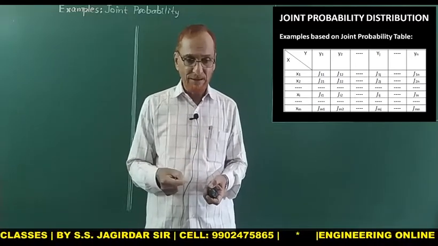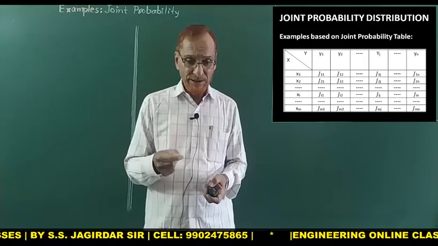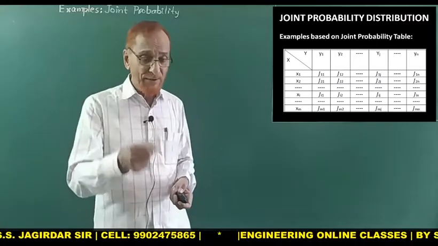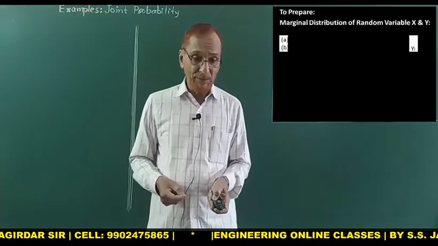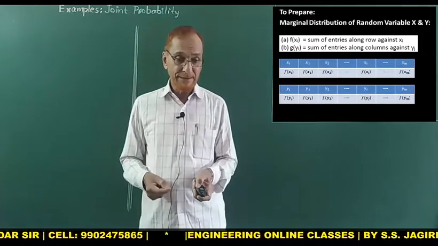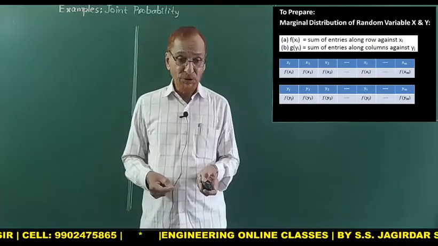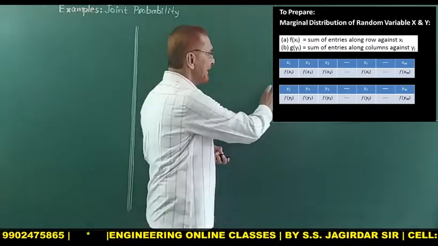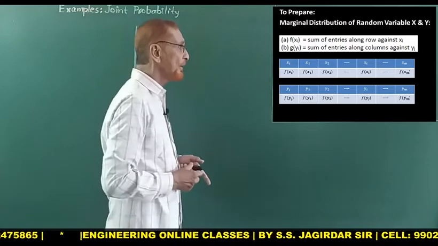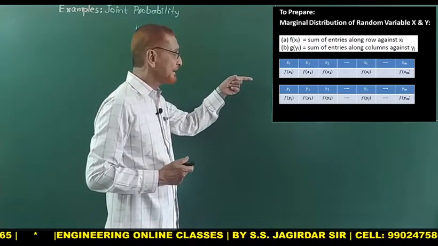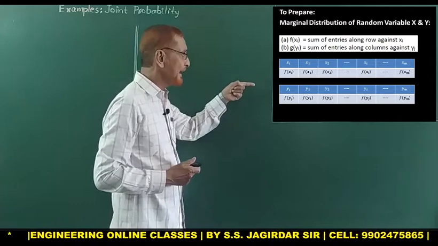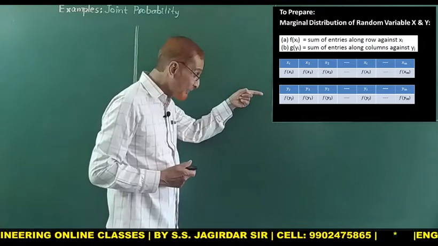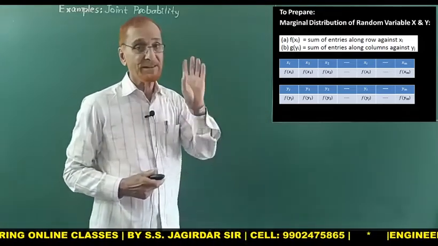Similarly, the last one, that is yn: j1n, j2n, jin and jmn. This way you can prepare the table, just as we have seen. This is the marginal distribution of random variable y. This is how you get the values here. So this way we get the marginal distribution of random variable x and of random variable y. This is our first requirement.